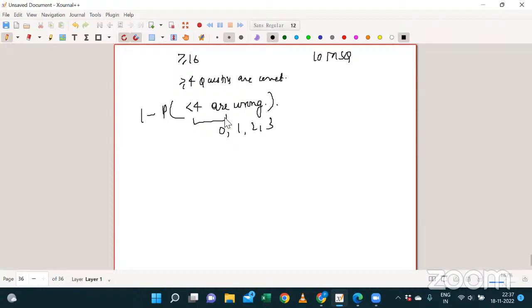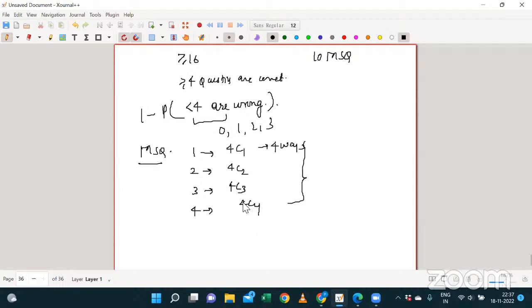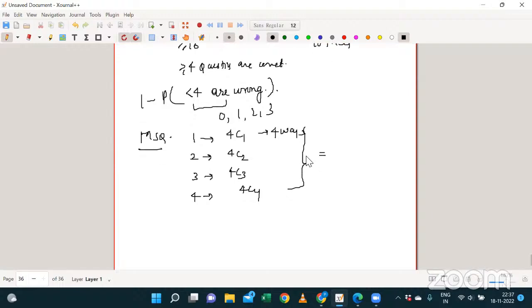Now, it's an MSQ, correct? So in how many ways can a student choose one option? 4C1, 4 ways. 2 options? 4C2 ways. 3 options? 4C3. 4 options? 4C4. Just add all the cases and you will get the total ways of answering the question. It's 15.